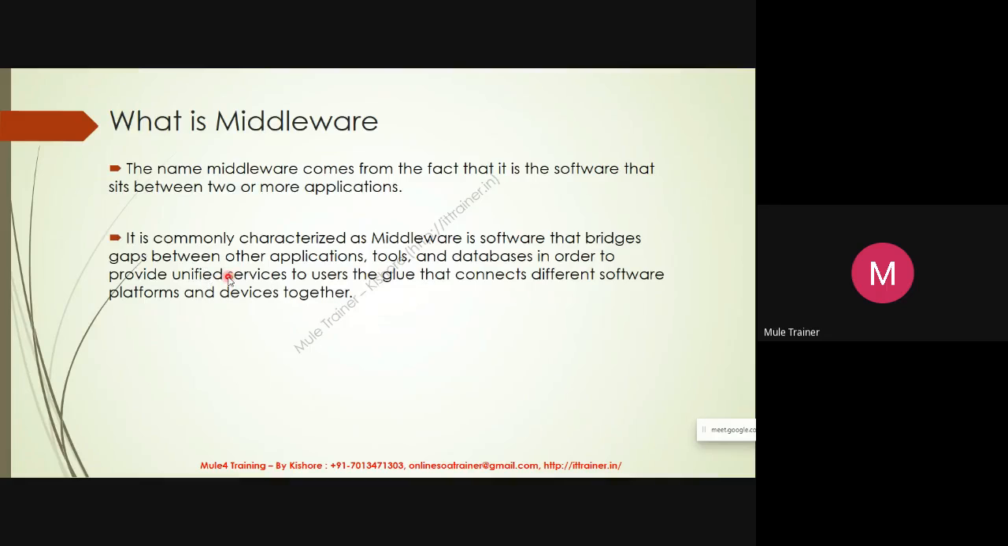What it means is, you may have different application tools and databases, but for the user you will provide a common service, so the user doesn't know from where the data is coming. Your middleware will get the data from all these systems and provide the services to the user as a software platform or different devices. From different devices or applications, your middleware will get the data and hand over the required data to the user as a single service.